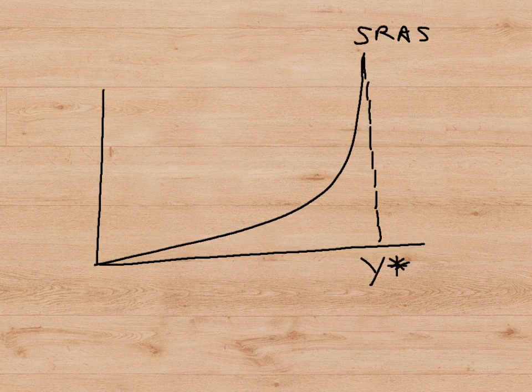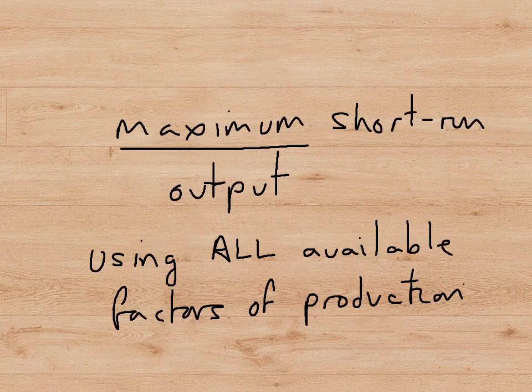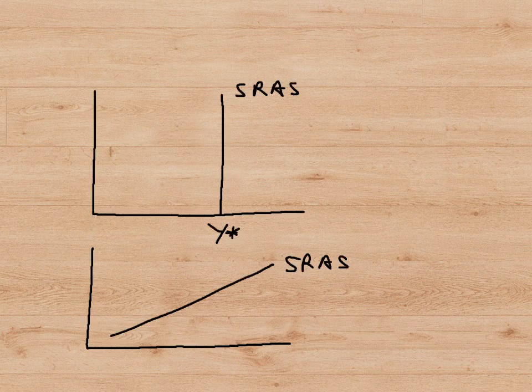So this explains the general shape of the short-run aggregate supply curve. We see that price levels first of all rise slowly, and then they rise very quickly as we increase our output, and that there is a maximum short-run output which we label as Y star. This maximum short-run output means that we are using all our available factors of production.